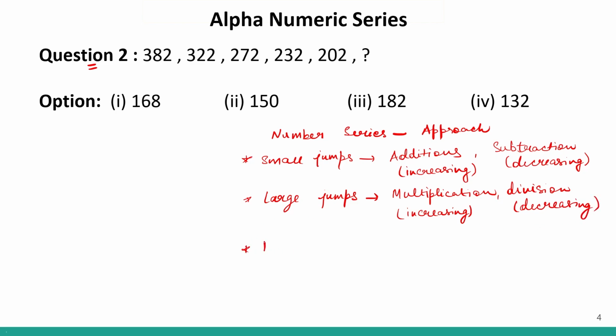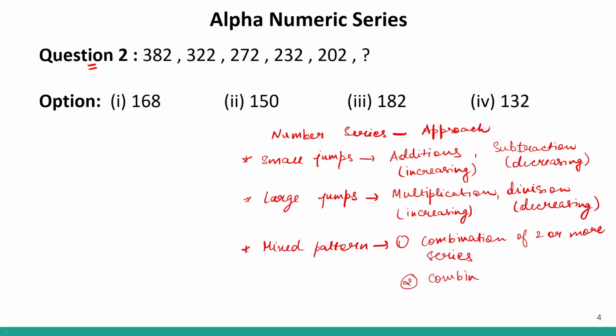Then I've told you, if you see a mixed pattern, the first thing that you should look for is whether or not it is a combination of two or more series. This is the first thing that you should look for. And if it is not, then you should look for whether it is a combination of two or more alternative operations. What are operations? 4 operations: addition, subtraction, multiplication, division.